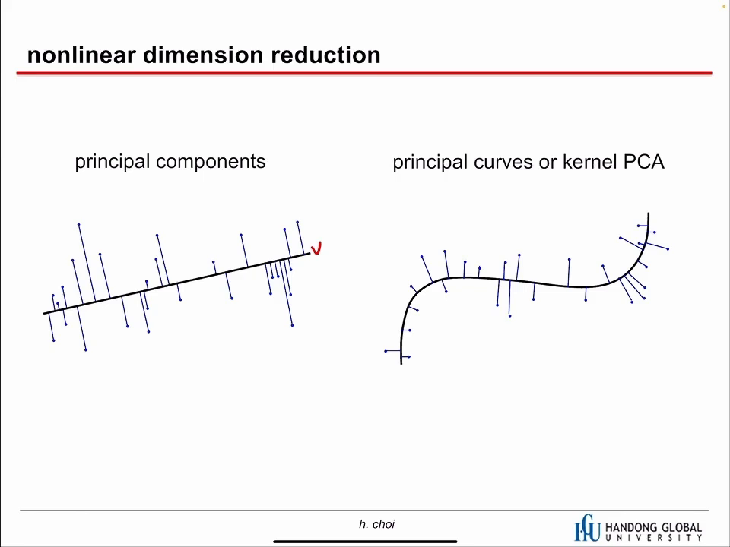But principal curves and kernel PCA are extensions of PCA. In these algorithms, the samples are projected onto a hypersurface, a kind of curved surface. In this case, the directions of these projections are different. Look at this one, and this one. These two lines are pointing in different directions, right? So this is a good example of nonlinear dimension reduction.